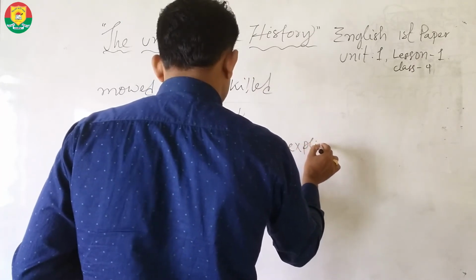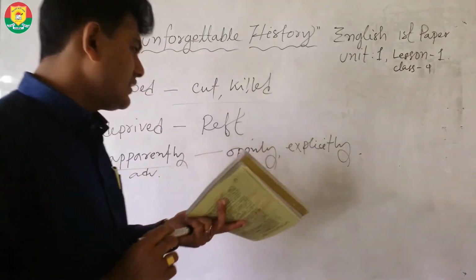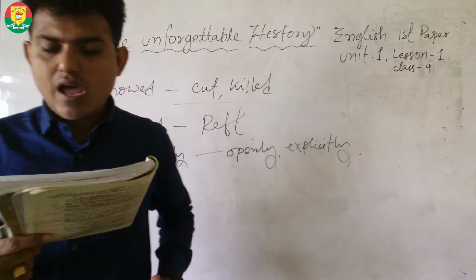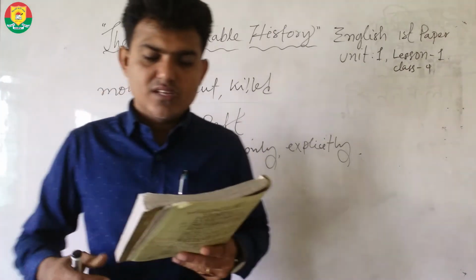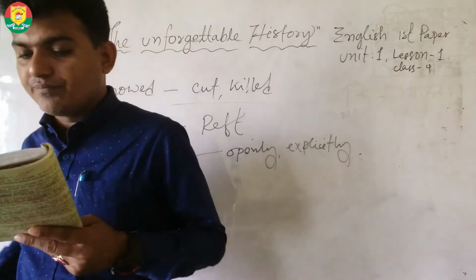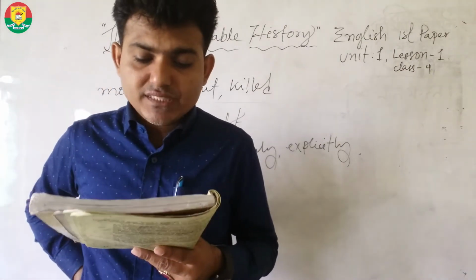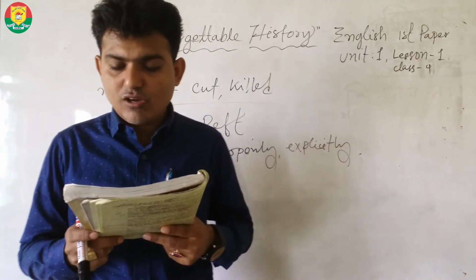Explicit. Yeah, this is a very important word. Apparently, he has apparently, openly, and clearly said, openly said that I had agreed to attend a round table conference on the 10th of March.